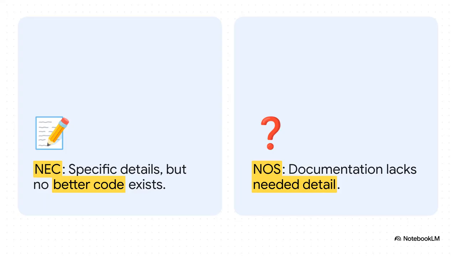You are definitely going to see NEC and NOS on the exam. Think of NEC, or not elsewhere classified, as a code set limitation. Basically, the doctor gave you great specific details, but the ICD-10 book just doesn't have a specific code for it. NOS, or not otherwise specified, is a documentation limitation. That just means the doctor's note simply lacks the clinical detail you need to get specific.